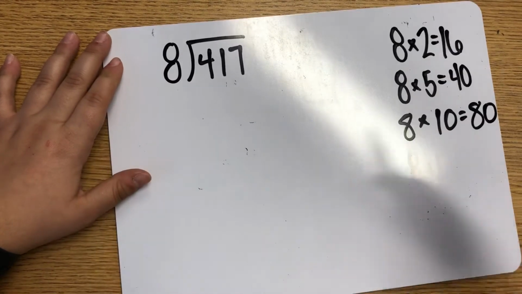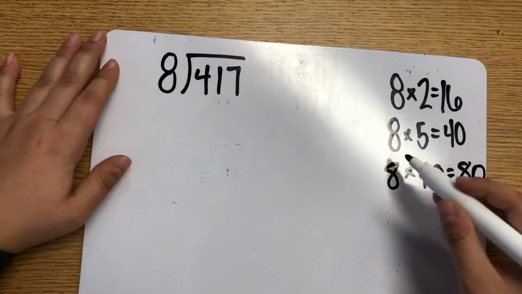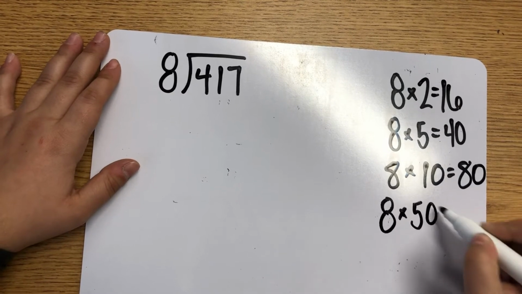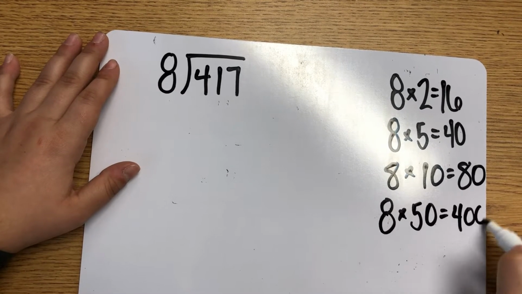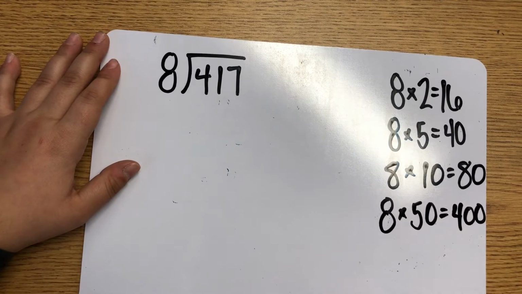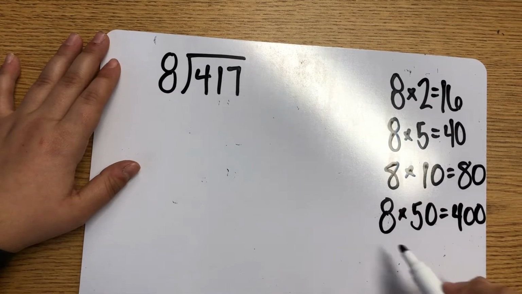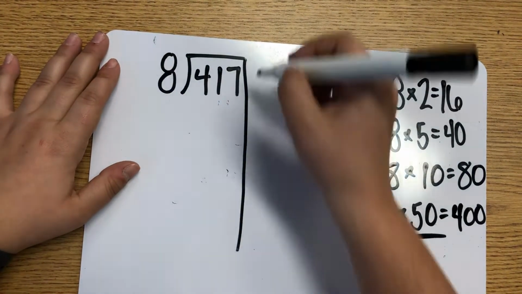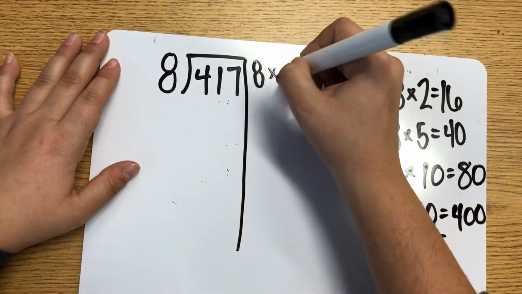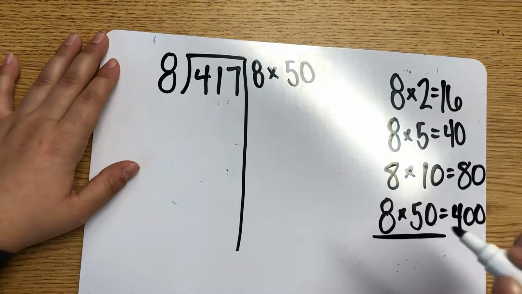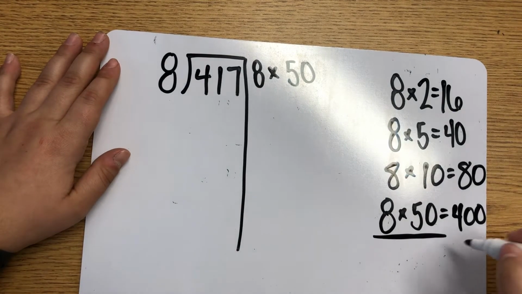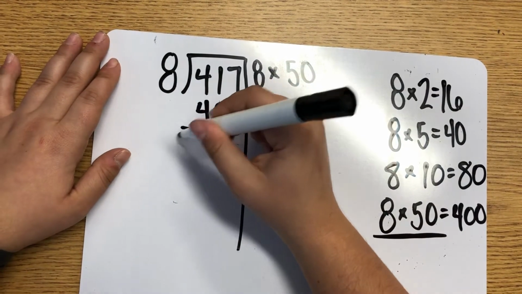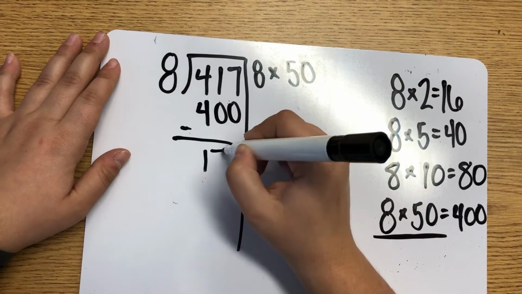So if I know that 8 times 5 is 40, then I know that 8 times 50 is equal to 400. 400 is pretty close to 417. So I'm going to take this piece of the multiplication problem right here. I'm going to draw a line down here. Take 8 times 50 and place it right there for right now, and put the 400 right below the 417. I'm going to subtract that away, and then I'm left with 17.